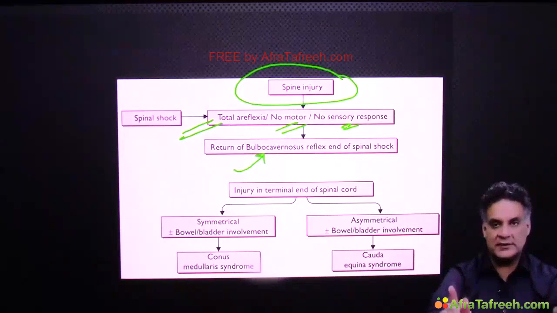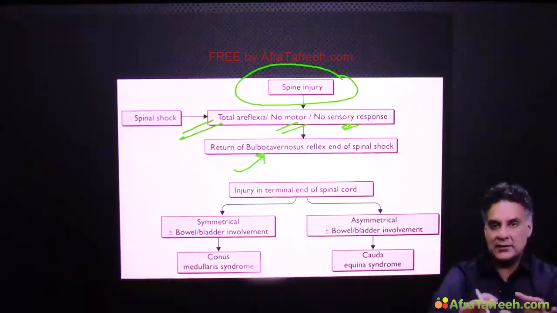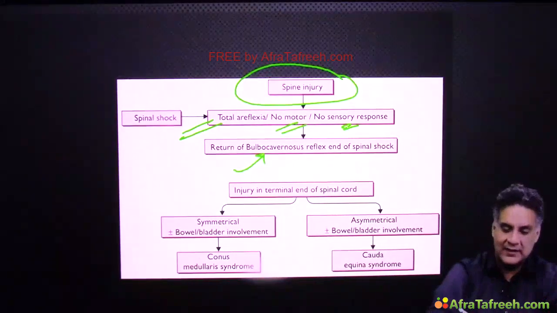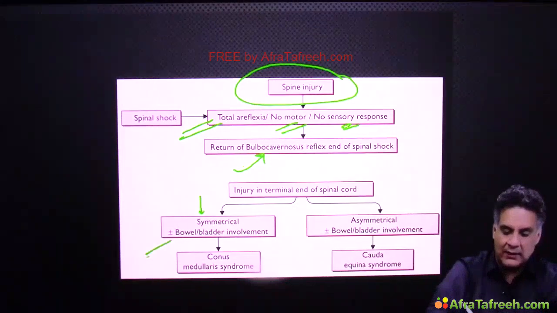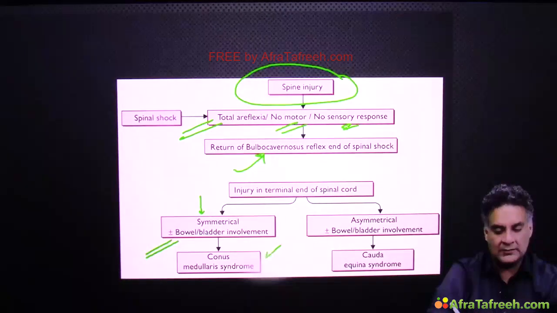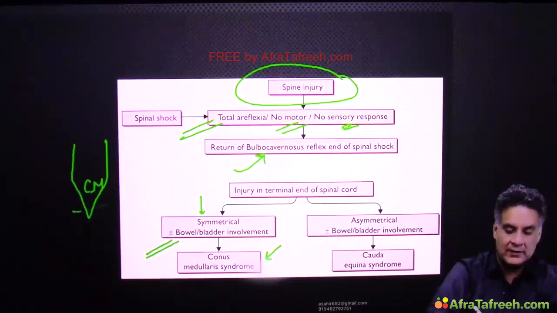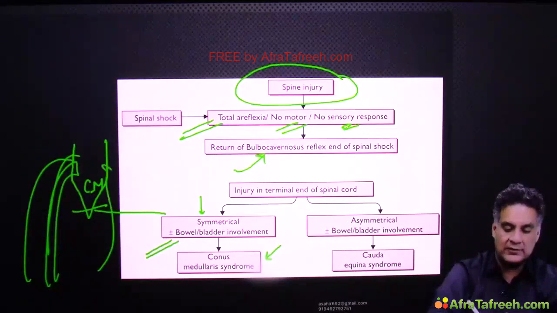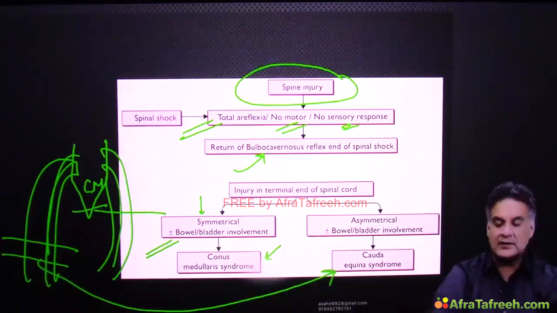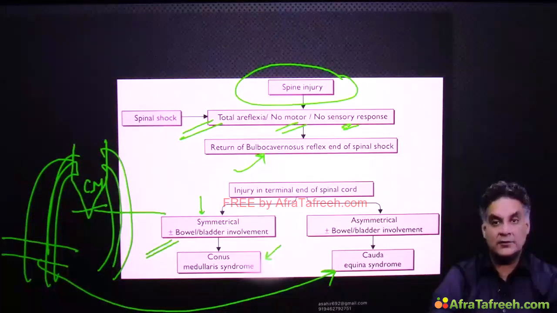This was a question that we did. Then, if there is a terminal injury to the end of the spinal cord and the spinal shock is over, if it's a symmetrical loss with bowel bladder involvement, it is conus medullaris. The terminal end of spinal cord is called conus medullaris. It will lead to symmetrical loss. But when the nerve roots are damaged, it can be asymmetrical, called cauda equina syndrome.